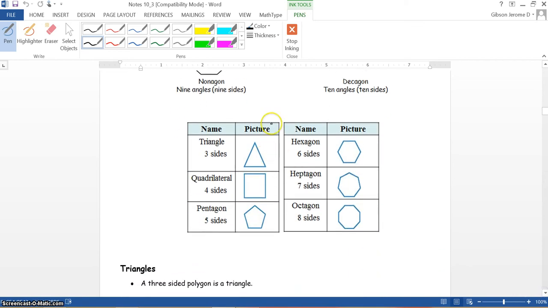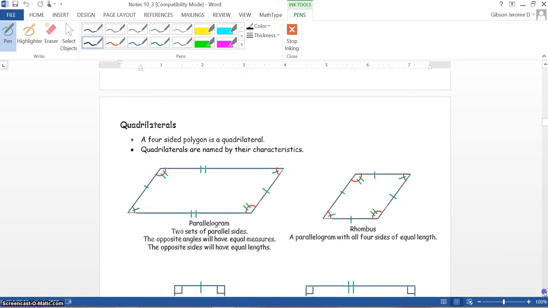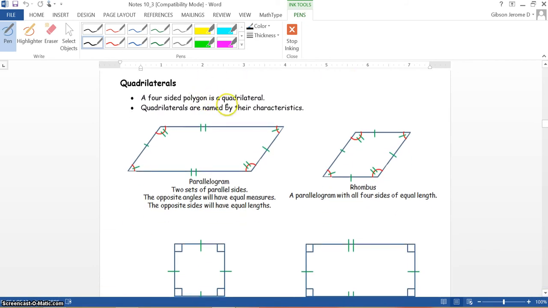And we have here the name with the picture, from triangle to octagon. It says triangles are 3-sided polygons. A 3-sided polygon is a triangle. Quadrilaterals. A 4-sided polygon is a quadrilateral. Quadrilaterals are named by their characteristics.